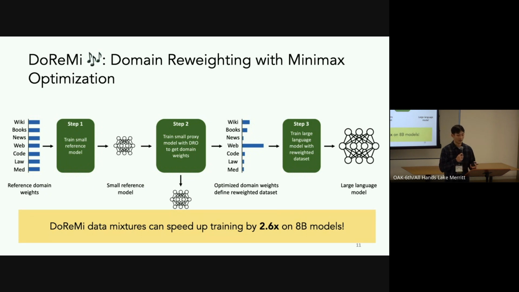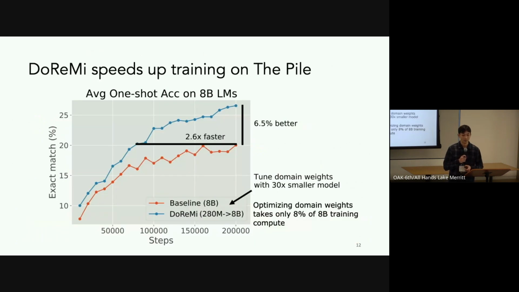I guess the punchline here is that the Doremi data mixtures that we find can actually speed up the large language model's pre-training by 2.6 times on 8 billion parameter models. To go into that a little more, we tested training some 8 billion parameter models on the Pile. The blue line is the 8 billion parameter models trained on the weights found by Doremi. It achieves the baseline's average downstream accuracy about 2.6 times faster. And eventually, if you give it the same training budget, it gets to 6.5% better average performance.